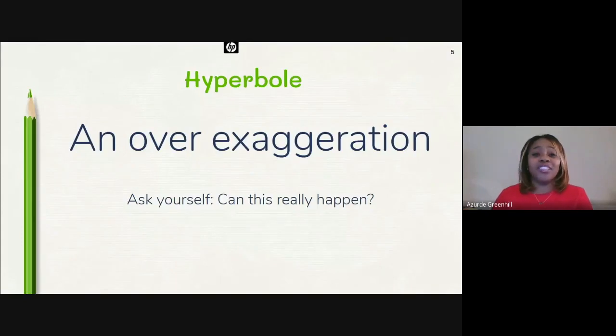All right, so the first type of figurative language we're going to discuss today is a hyperbole. And as you can see, it's huge on the screen because a hyperbole is an overexaggeration. So when we're trying to identify hyperboles, we want to ask ourselves, can this really happen?